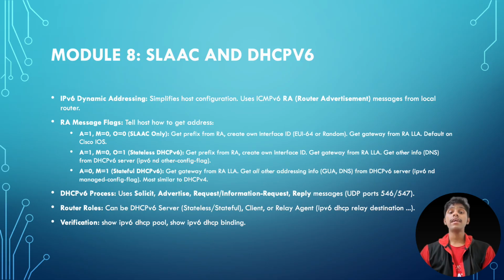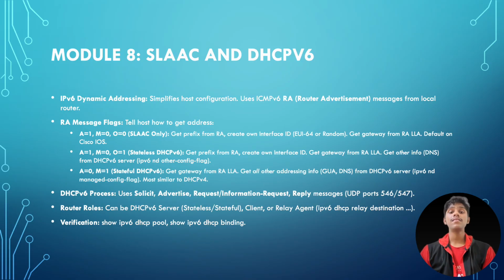The host gets the network prefix from the RA and creates its own unique interface ID, either using EUI-64 from its MAC address or randomly generating one. The default gateway is simply the link-local address, LLA, of the router that sent the RA. Method 2 is stateless DHCPv6.